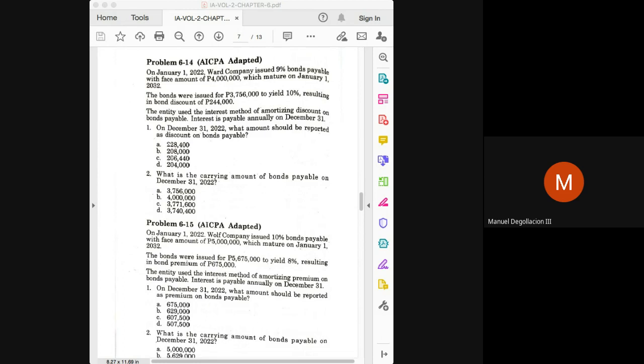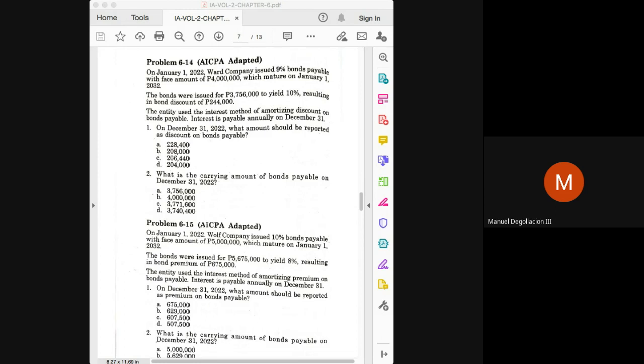Why is there a discount, or why is there a premium? Think of it this way. You issued the bond for 3,756,000. That means the amount of money that you got in exchange for the bond that you issued is only 3,756,000. By the time it matures in 2032, how much are you going to pay? You will not just be paying the amount that you received, you will actually be paying 4 million. So by January 1, 2032, you will have to pay the holder of the bond 4 million. That is after all the interest that you have paid from 2022 to 2032.